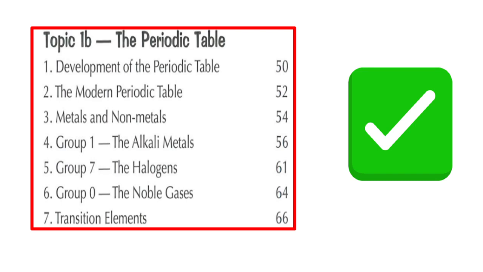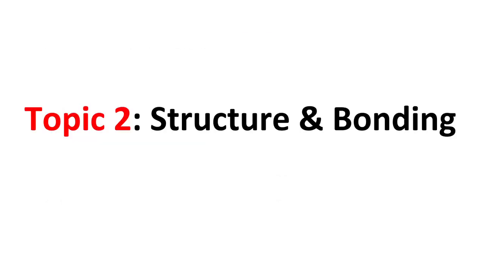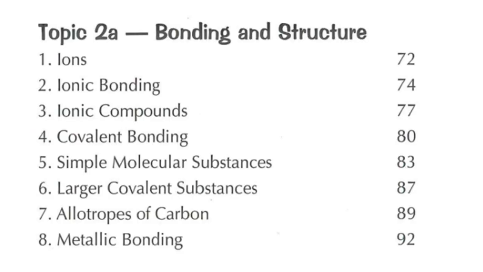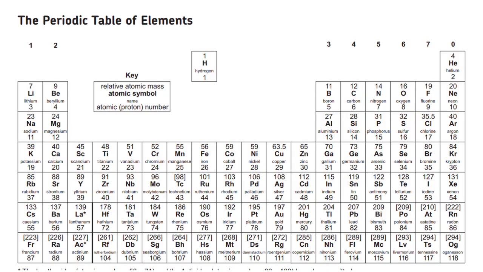Now, on to topic 2, structure and bonding. So, we're going to talk about ionic bonding, covalent bonding, and metallic bonding. Trust me, this topic is way quicker than the previous one. We'll fly through this and then we're done. So here's the periodic table of the elements.